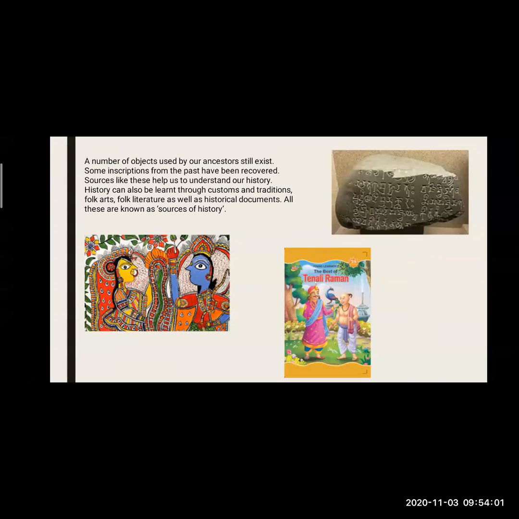Now, historical documents are the original documents that contain important historical information about a person, place, or event, and can thus serve as primary sources, an important ingredient for historical methodology. So from these things also we learn history. All these are known as sources of history. They become a source to learn history.